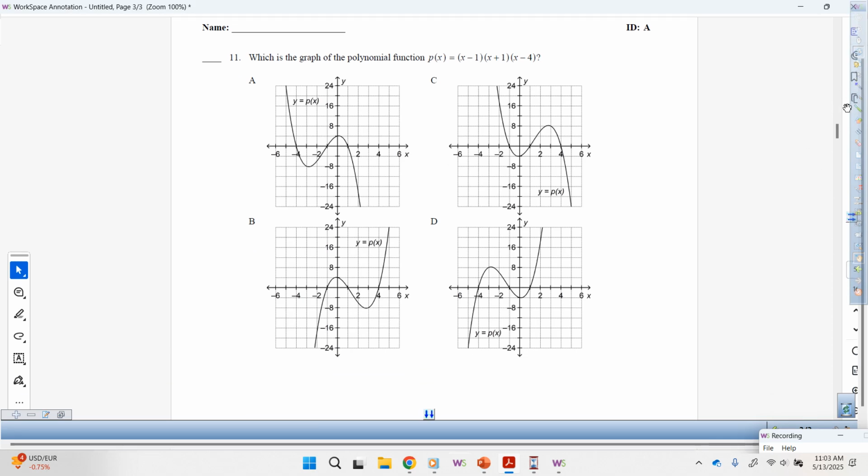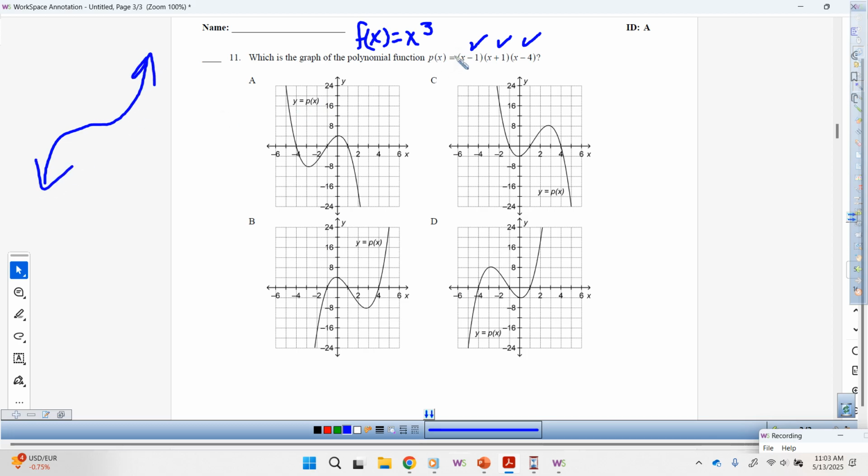All right, once again, look up, guys. How many x's do you see on the polynomial? 1, 2, 3. That means that the parent function is f of x equals x cubed. That means that graph should look like that.